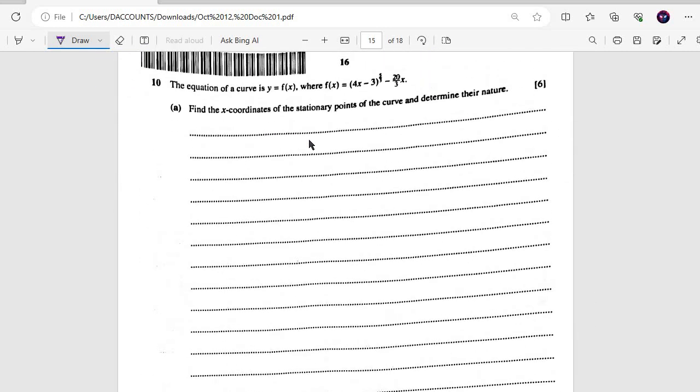Question 10. Oh man, 10th question. This is also a differentiation question. How do you go about it? Please.